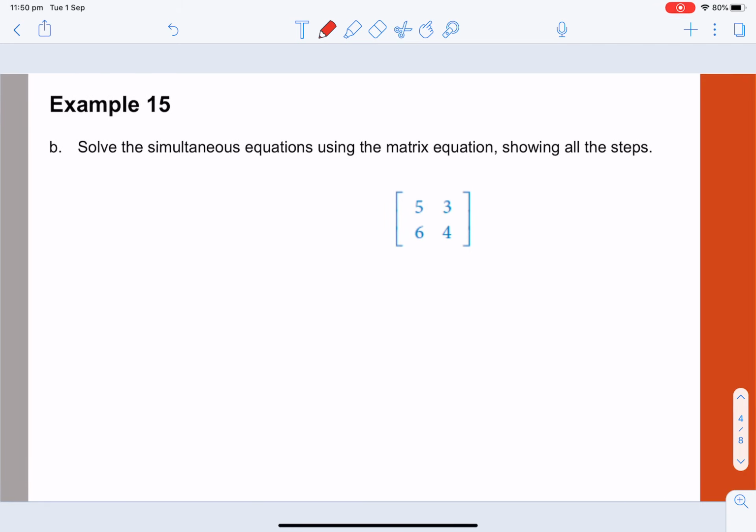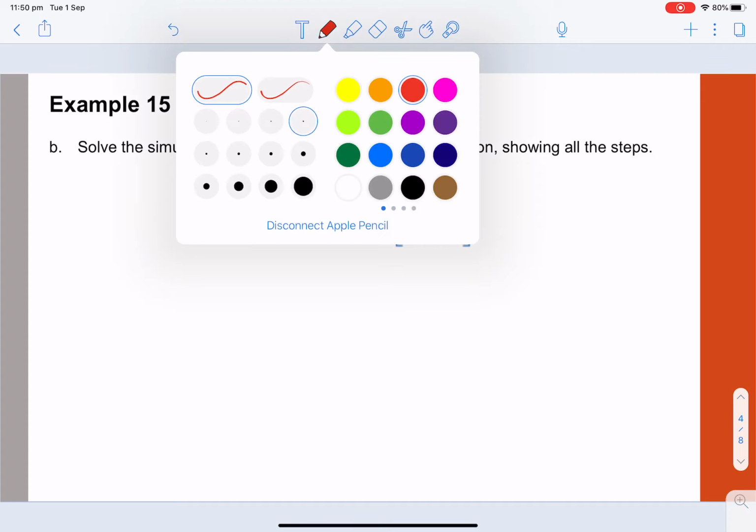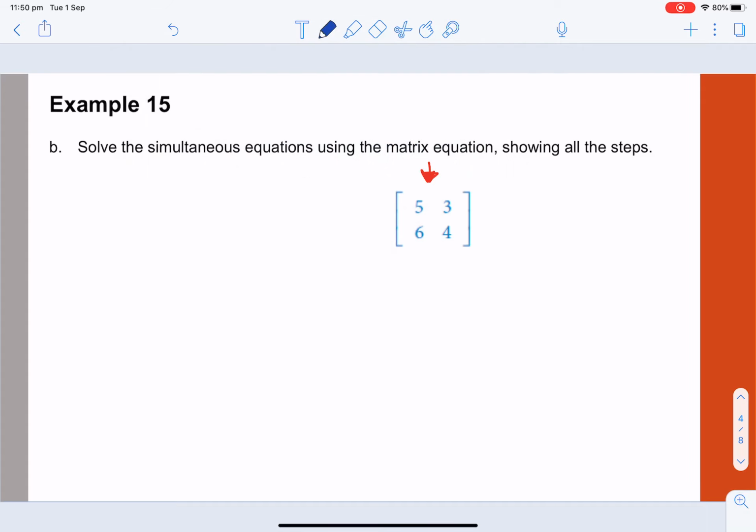So part B of example 15: solve the simultaneous equation using the matrix equation, showing all steps. Now I've just popped in one of the matrices there. So what you need to do is use the square matrix. Whenever we're looking at solving simultaneous equations, we want to use the square matrix. So that's the 2 by 2 or 3 by 3, the square one. So first of all, we need to find our determinant.